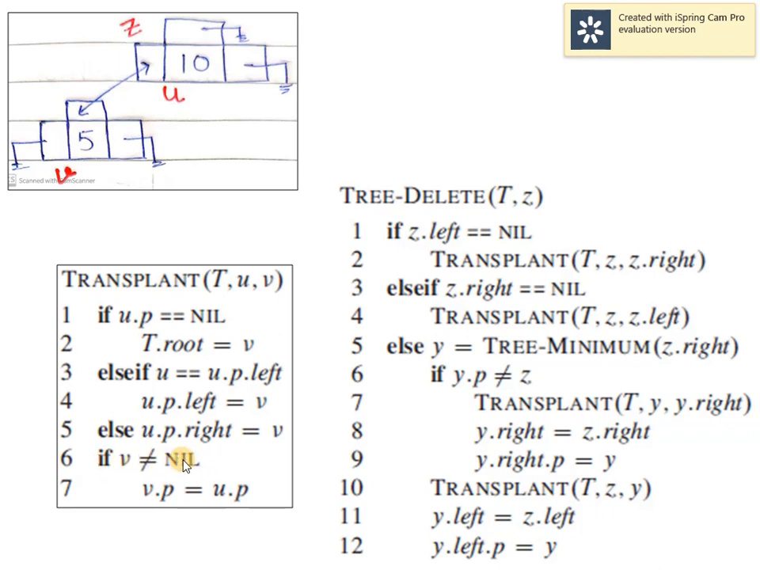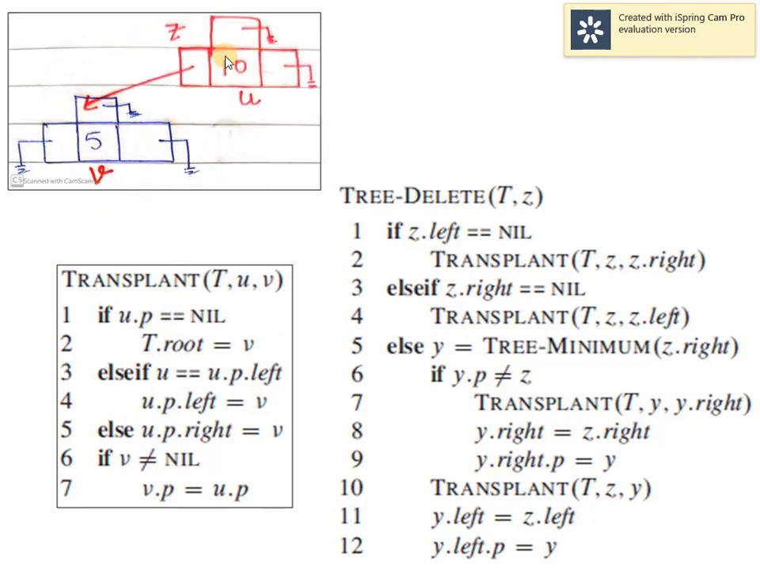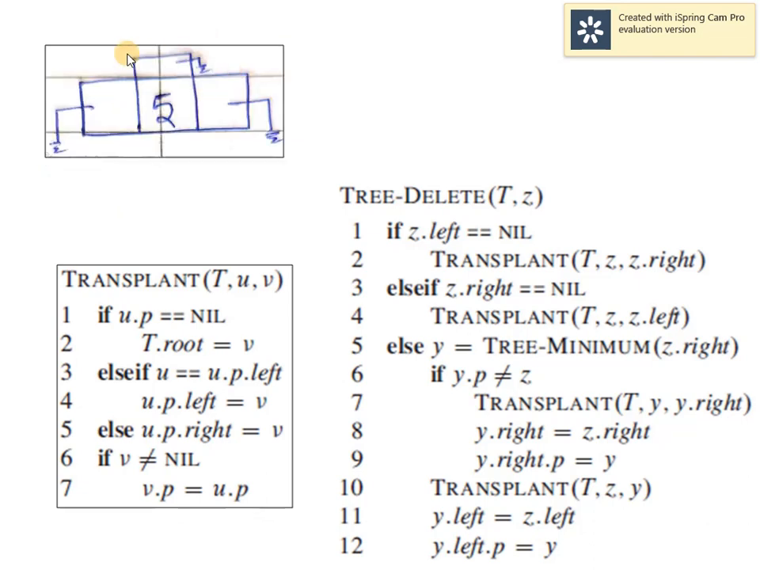Since v is not equal to null, the parent of v will be set to the parent of u. The parent of u is null, so this pointer will be set to null, in addition to the setting of root to this node 5 as well. After the execution of this procedure, the structure of the tree gets converted like this, and now we can release the memory of this z node. After the deletion, the binary search tree will have only a single node, that is 5. So this is all about the simple cases.